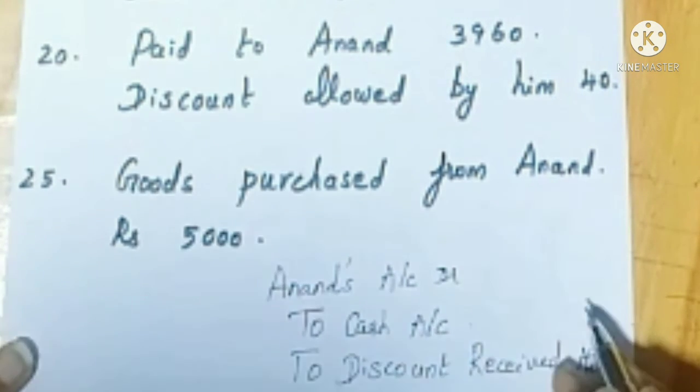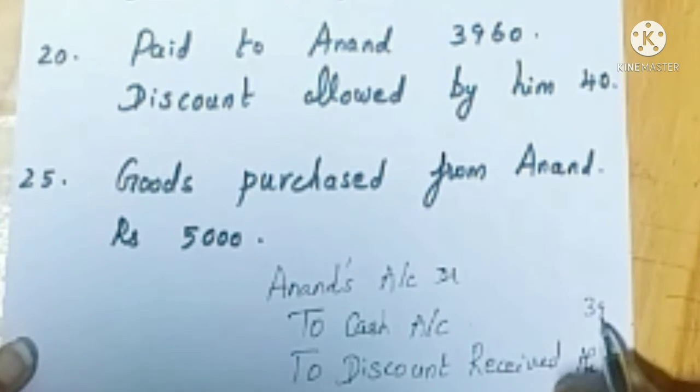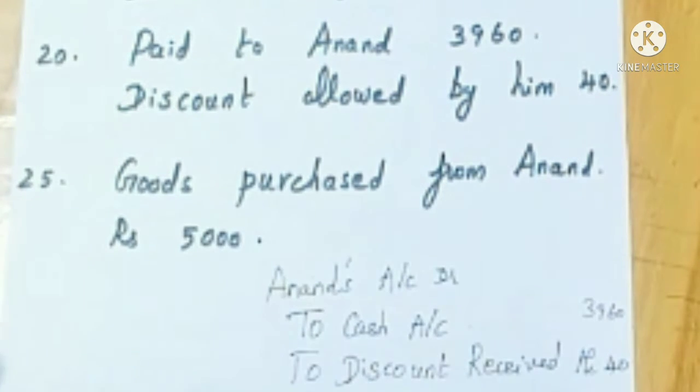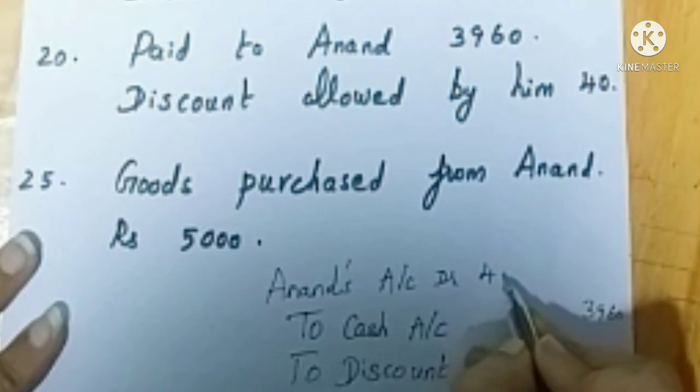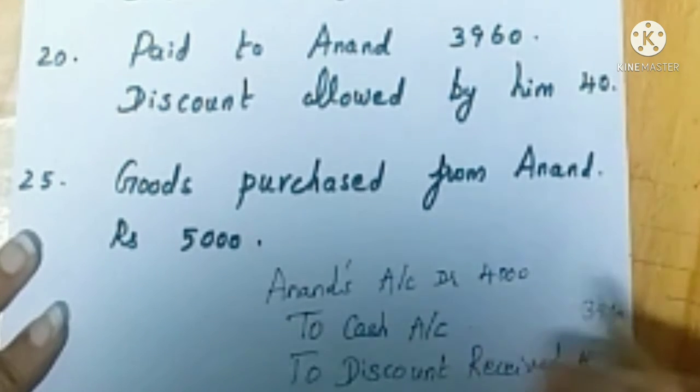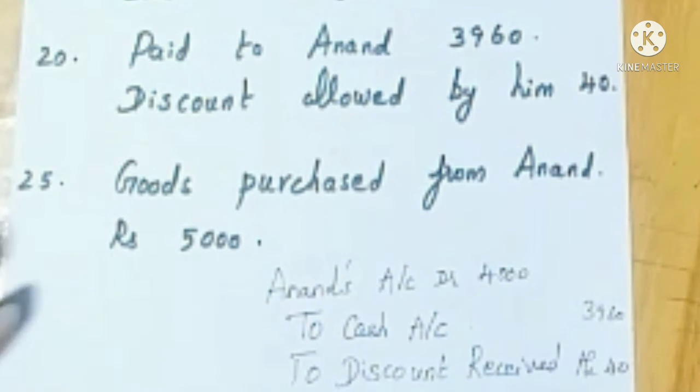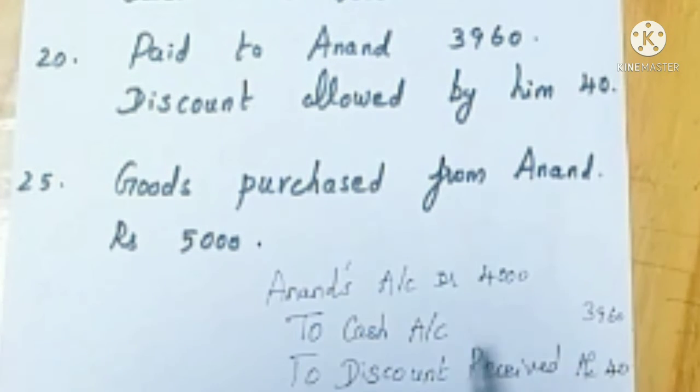Cash is going to the extent of rupees 3,960 and discount received is rupees 40. So the amount of rupees 4,000 is debited. So the entry is Anand's account debtor 4,000 to cash account 3,960 to discount received 40.